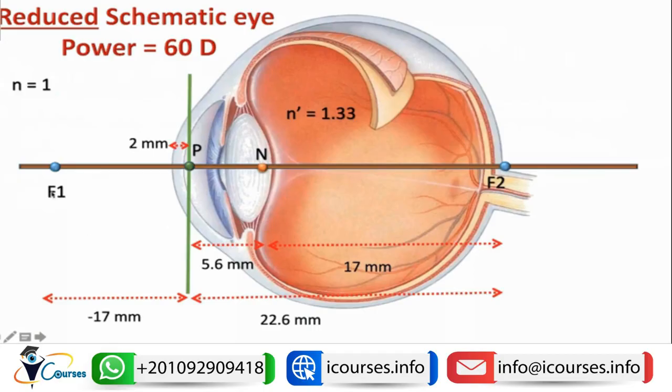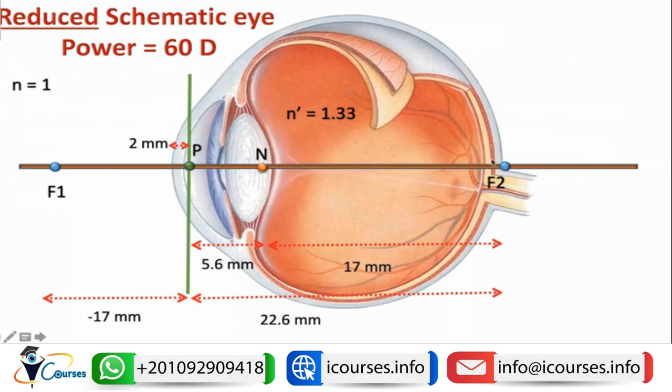F1 will be situated at minus 17 millimeters, which is equal to minus 15 millimeters from the anterior corneal surface to F1, plus the 2 millimeters, which is the distance from the anterior corneal surface to the principal point. In the exam, note that this is a very common area of confusion. When it is asked, according to Donder's reduced eye, is F1 equal to 15 or 17? You should notice whether it is calculated from the principal point or from the anterior corneal surface.